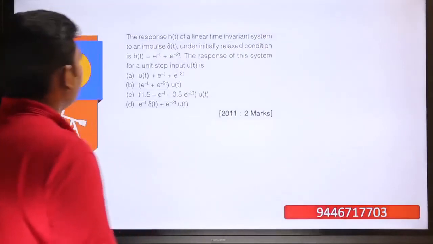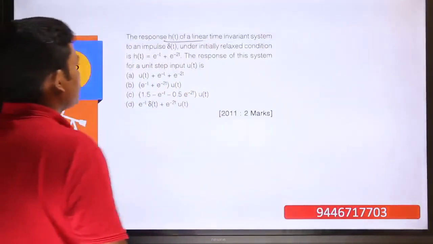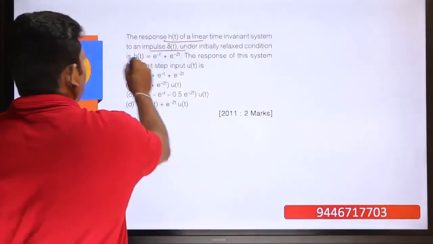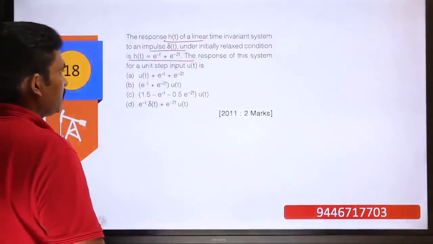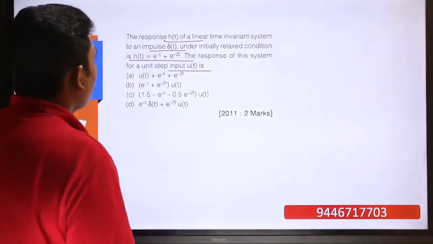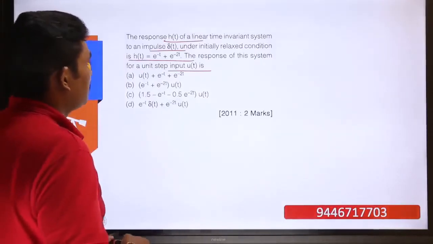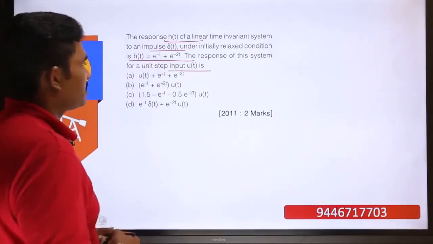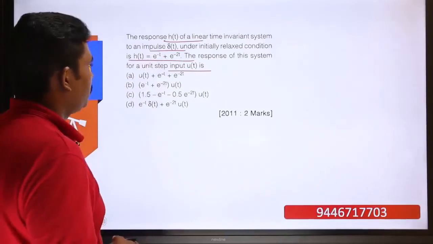Now moving into question number 18. The response h of t of a linear time invariant system to an impulse delta t under initially relaxed condition is h of t equals e raised to minus t plus e raised to minus 2t. The response of the system to the unit step input is what is the question. We will have to find out the response of the same system to a unit step input.